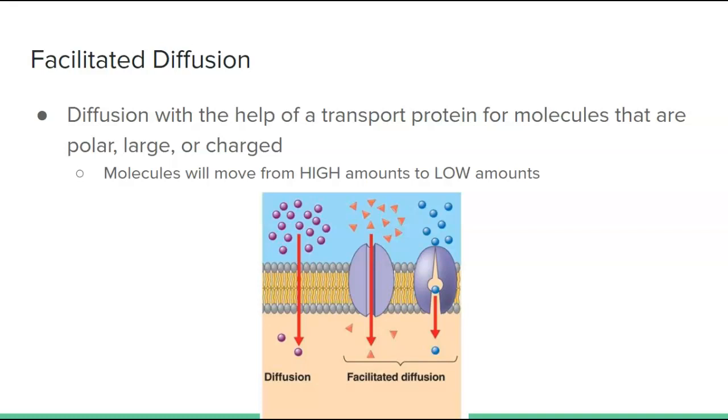Again, molecules will move from high amounts to low amounts until equilibrium is reached. But in this case, it's just moving molecules that won't normally fit in the cell membrane. It will move it through the protein. It's basically diffusion with one extra step of moving through a protein.